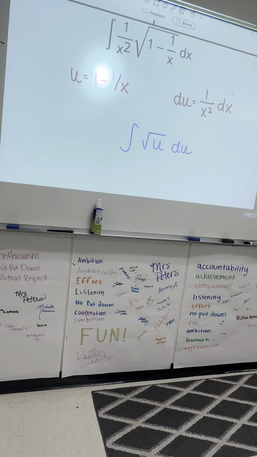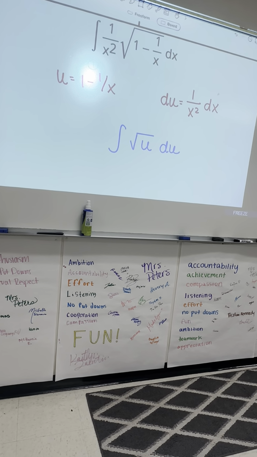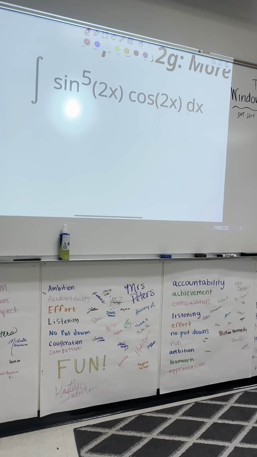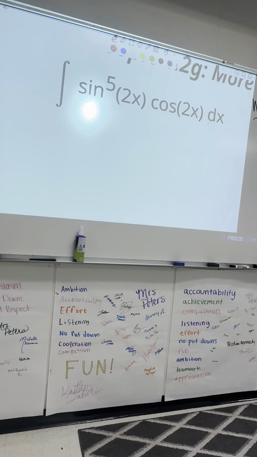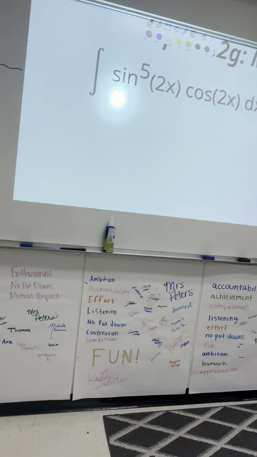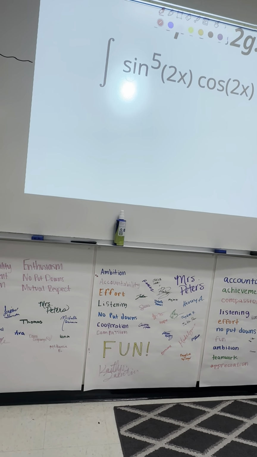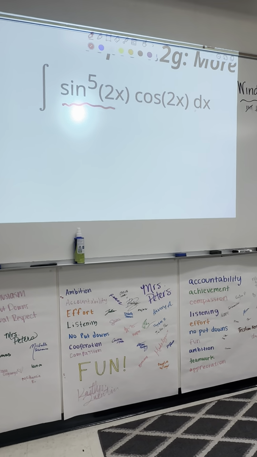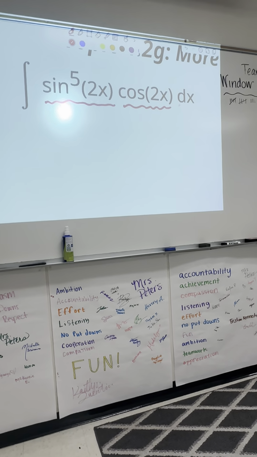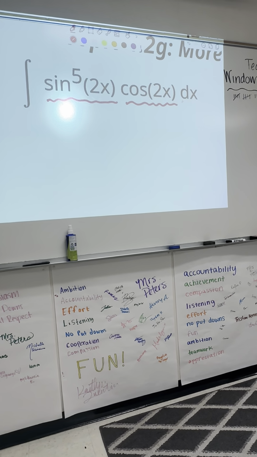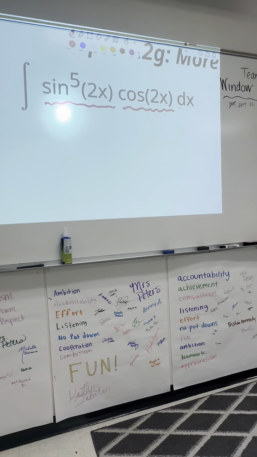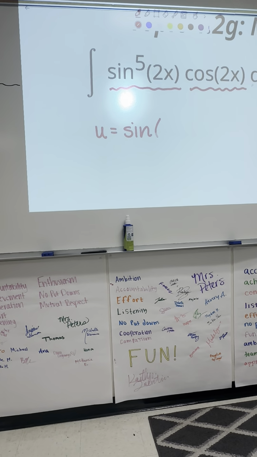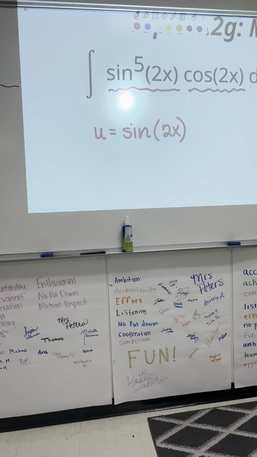Okay, I wanna look at one more, and I know we're almost out of time. Sine and cosine ones always kind of mess us up because they're both derivatives of each other, right? But I want you to think about the fact that one of these is to the 5th power, and one of these is not. So which one has to be your u, sine or cosine? Sine. So u is the sine of 2x, okay?